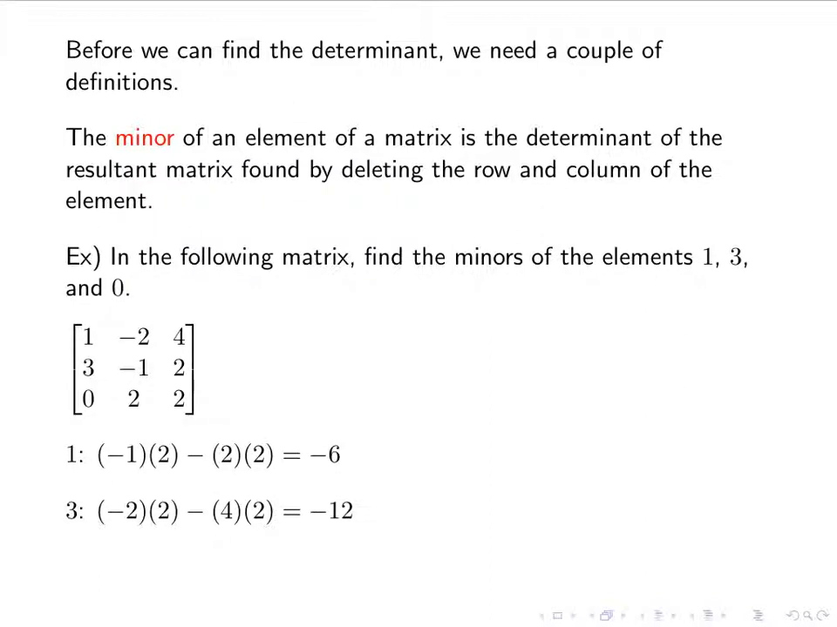Lastly, I'm going to look at the element 0. Again, I will delete the row and column that 0 is in. I have left a 2x2 matrix. I find the determinant. So I have -2 times 2, 4 times -1, and that gives me 0, which is just a coincidence. Okay, so that's how we find the minors.